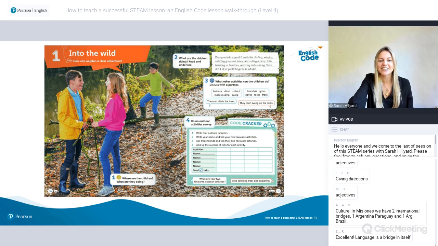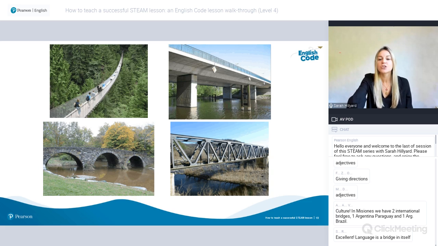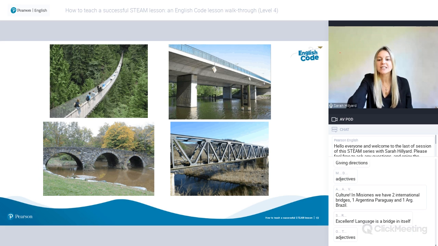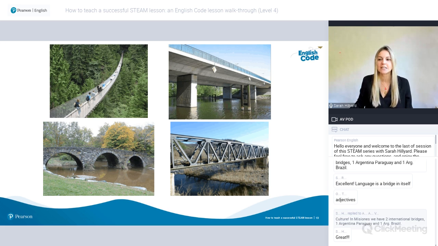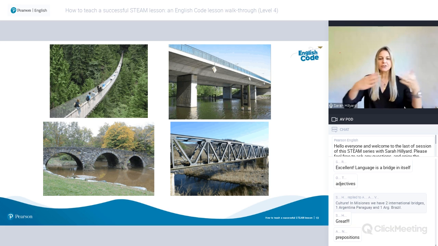Okay. Culture, said Alfredo. Lovely, Alfredo. Yes, Misiones. We have two international bridges, Argentina, Paraguay, and Argentina, Brazil. Fantastic. Yes, of course. So what we're going to do is look at different types of bridges. So this is when I begin to ask you to become learners, level four learners. Are you ready? I'll be talking back and forth to you, to learners and to teachers.